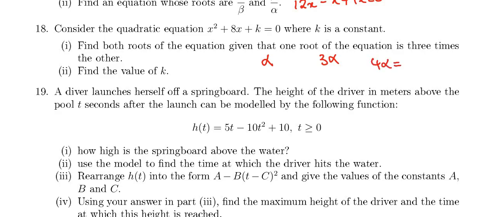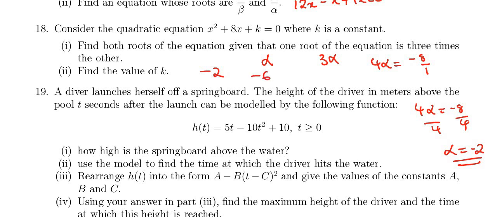And the summation is always going to be negative b, which is 8, over your a, which is 1. So 4 alpha is equal to negative 8. I can divide here by 4. So alpha is equal to negative 2. Meaning one is negative 2, the other one is negative 6, right?